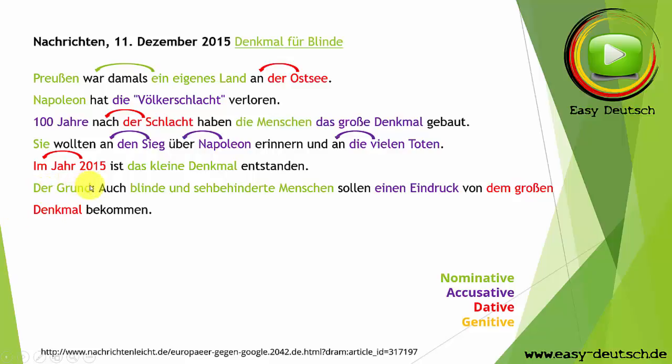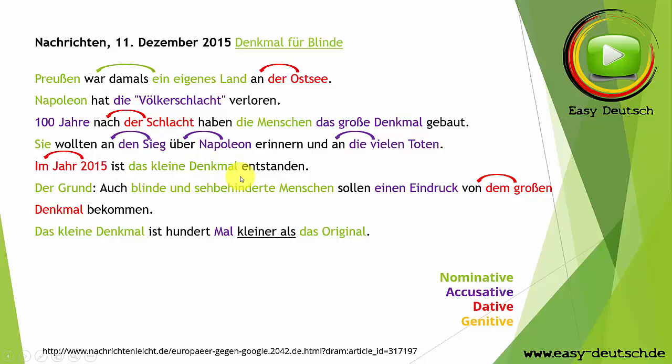Blinde und sehbehinderte Menschen, subject, so nominative case. Einen Eindruck, impression, that's the direct object, so accusative case. And then von dem großen Denkmal, you can see again the preposition von requires dative all the time. That's why we use it here as well.